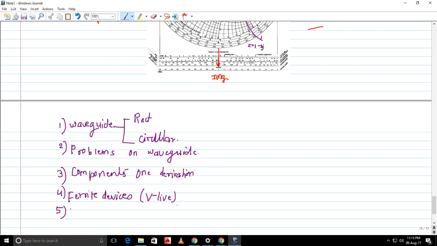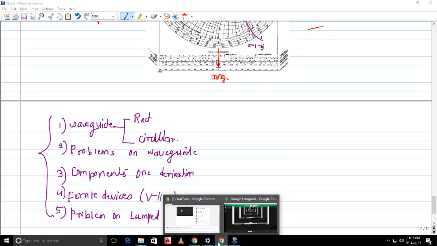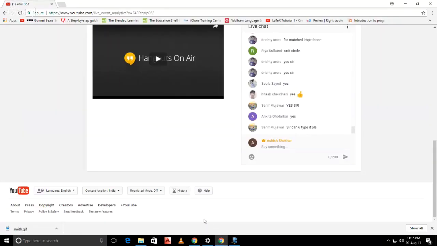And then one problem will be there on lumped matching. So probably we will discuss tomorrow when we can keep a second session on lumped matching, and then it will be there in your internal assessment exams. So this many topics are hardcore important for your exams. Please prepare well, and we can also have recitation sessions if you really want it.